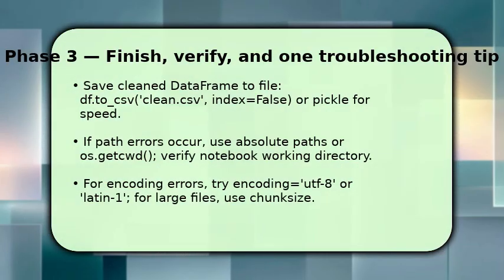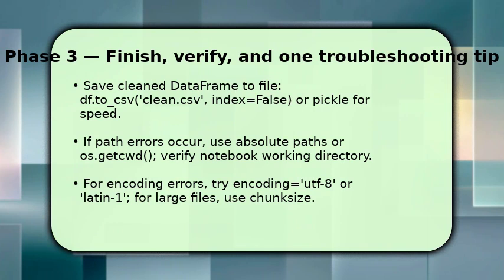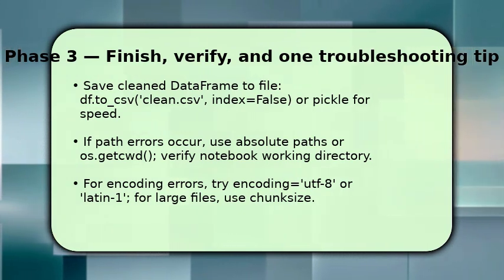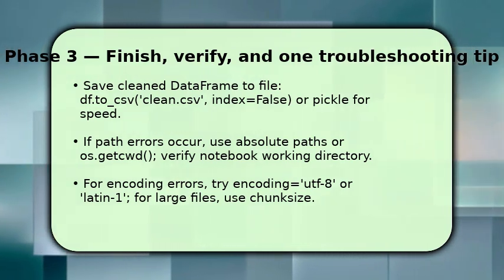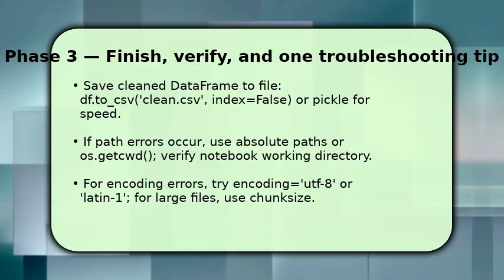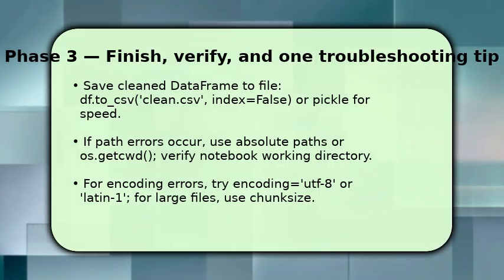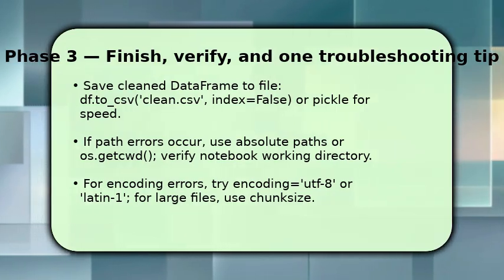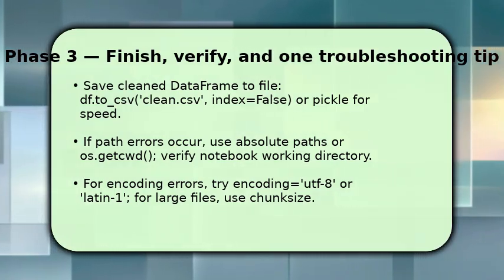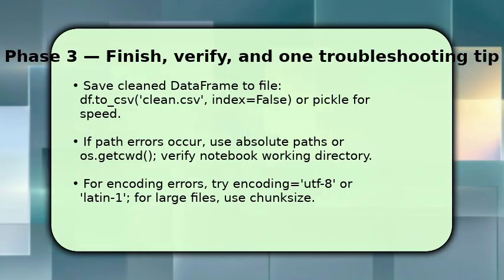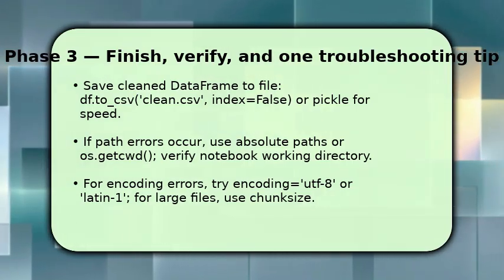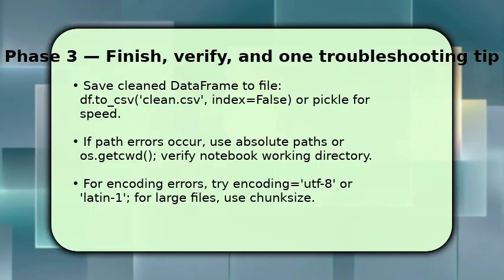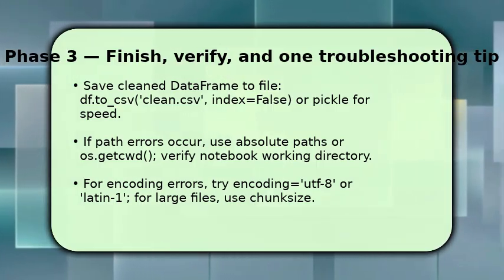for large intermediate states. If imports fail, check the working directory with os.getcwd and switch to absolute paths. This resolves most file not found errors. For encoding or parser issues, explicitly set encoding or use chunksize to stream big files. If a problem persists, restart the kernel, rerun initialization cells, and run the read step alone to isolate the fault. That single troubleshooting tip will save time.